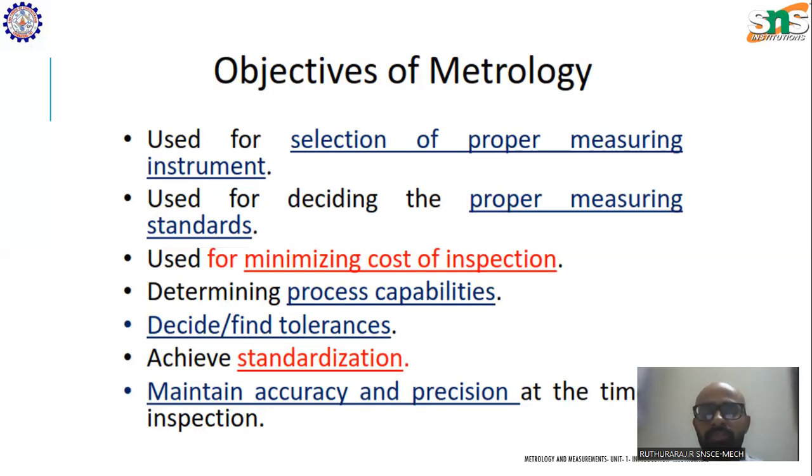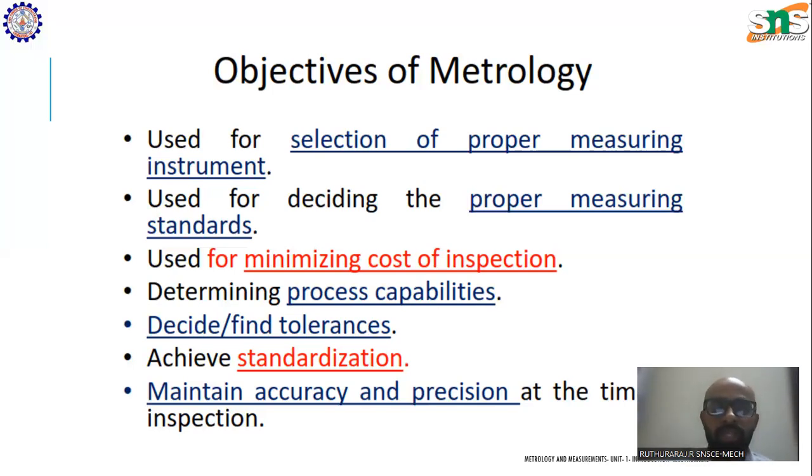Then, minimizing the cost of inspection. Inspection is nothing but testing. Once the product is manufactured, you will be checking whether the dimensions are correct. Once a proper measuring standard is established, the need for frequent inspection can be reduced. That's the reason why you are establishing a proper measuring standard. First, you have to select the proper measuring instrument. Then a proper measuring standard has to be established. Once the proper measuring standard is established, the need for inspection can be minimized.